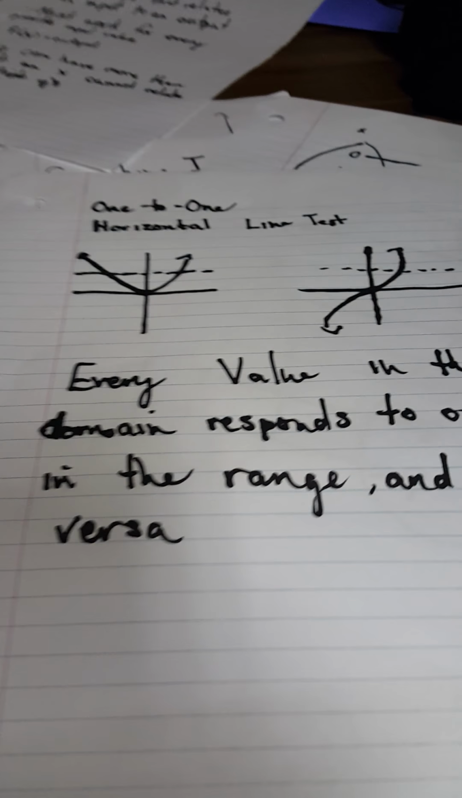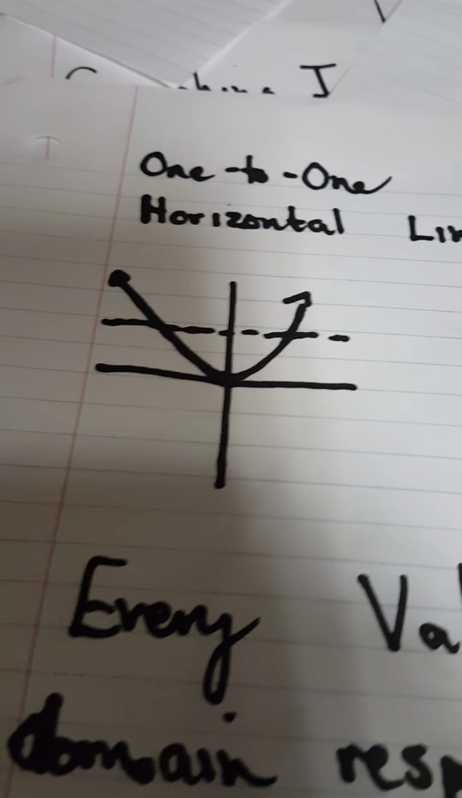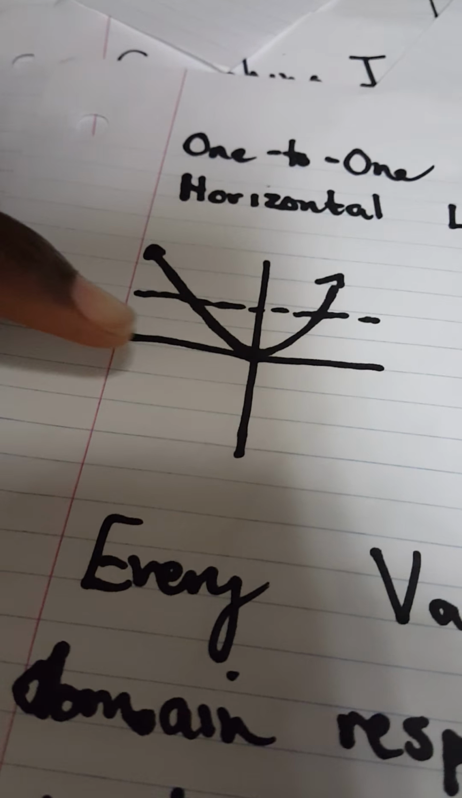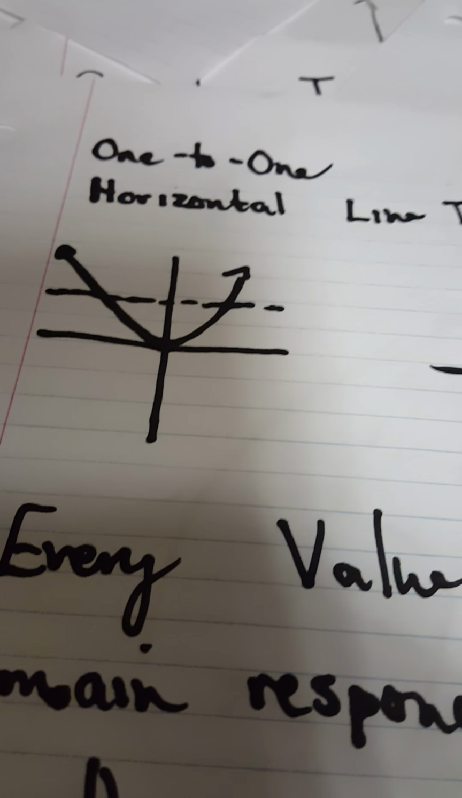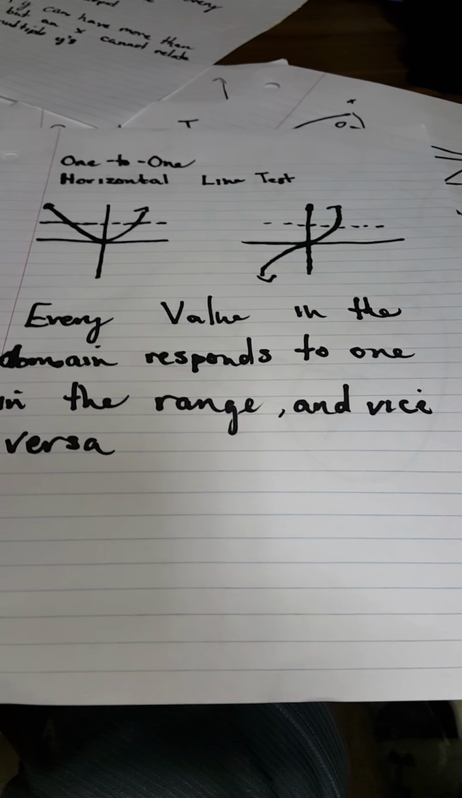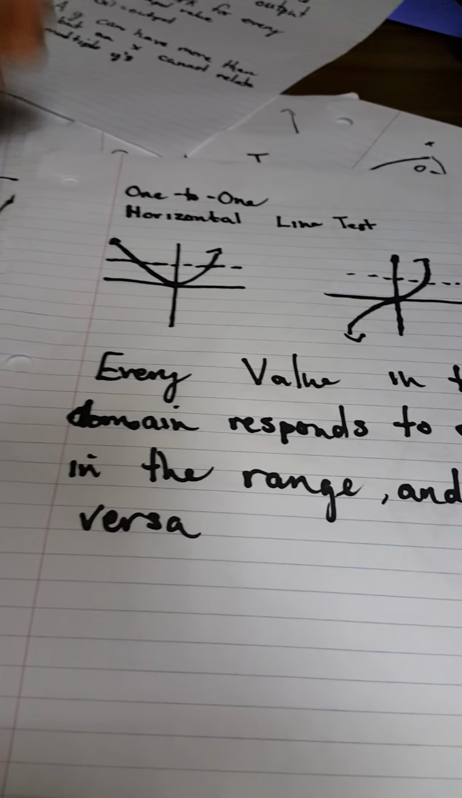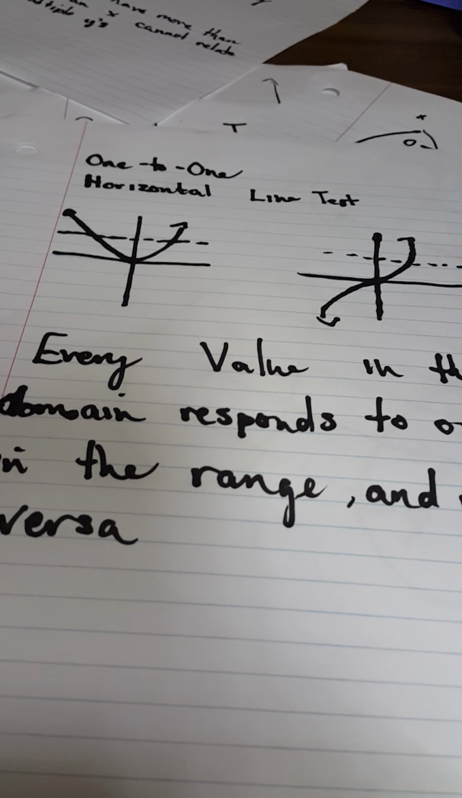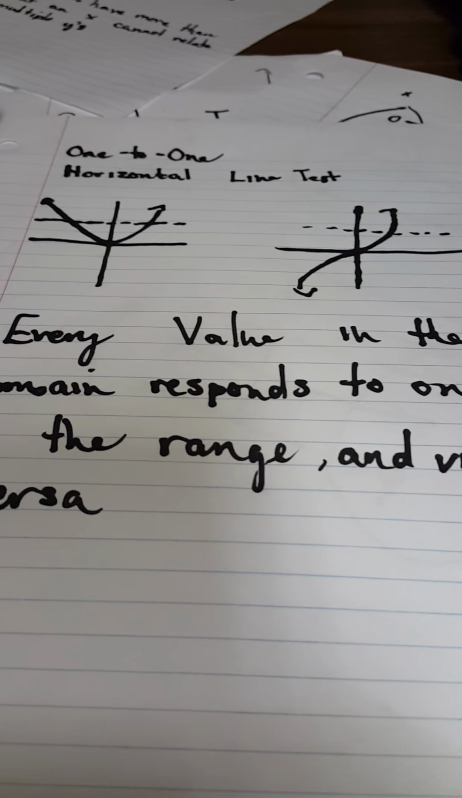So let's use a horizontal line test. As you can see here, here's a graph of, let's say, x squared. This is the x-axis, and this is the y-axis. To be one-to-one, every value in the domain corresponds to one in the range, and more importantly, every value in the range corresponds to every element in the domain. Which means to be one-to-one, every x must have one y, and every y must have one x.